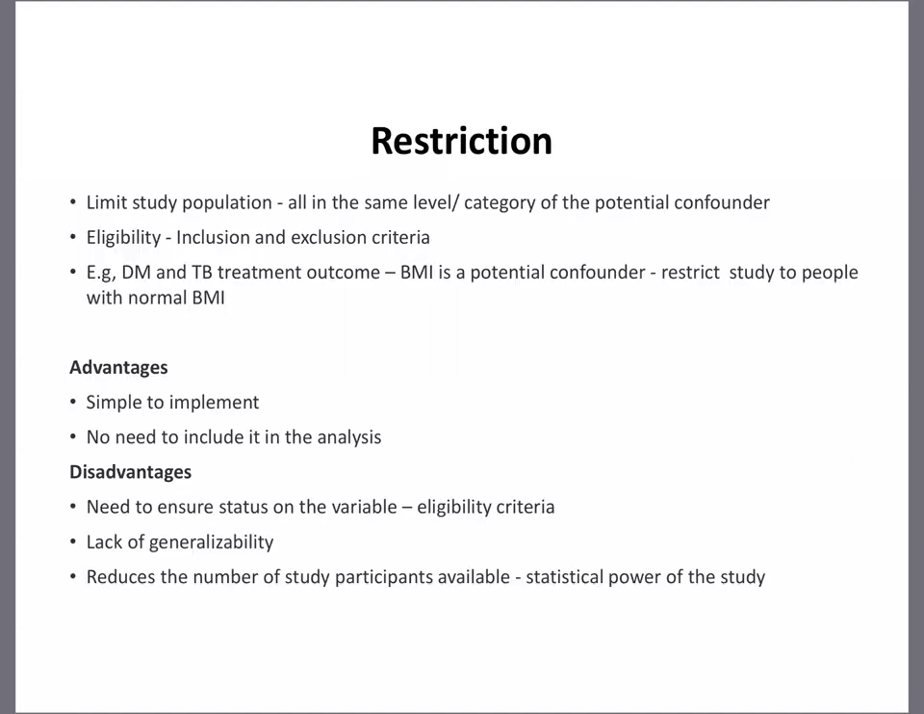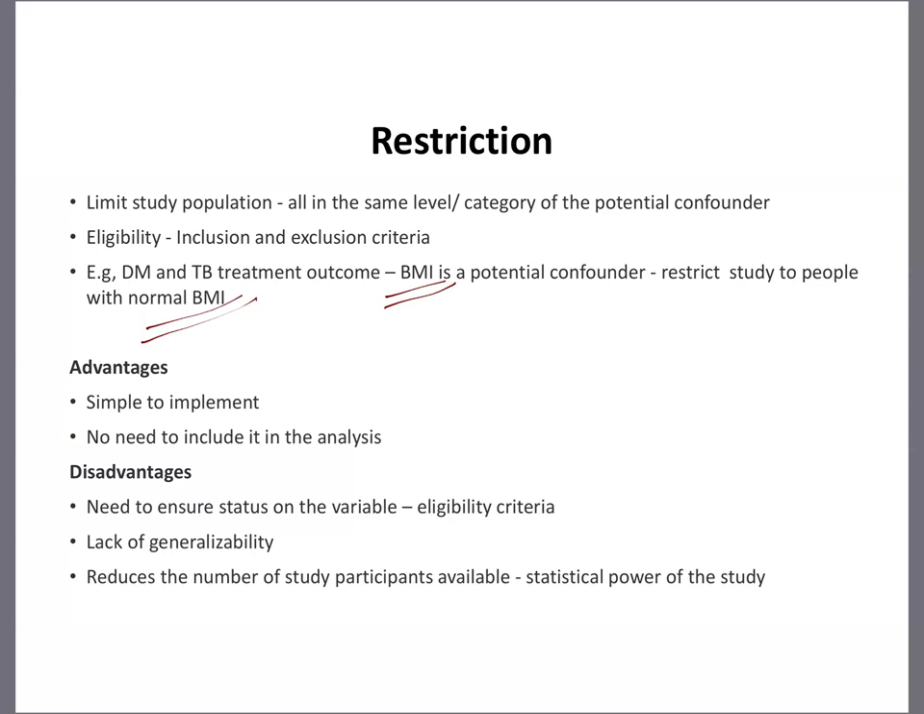So restriction means what? I limit my study population to one category or strata of the potential confounders. So in my inclusion exclusion criteria, I specify. For example, if I'm looking at diabetes and TB treatment outcome, and I feel that BMI is a potential confounder, I say that I will do the study only in patients who have normal BMI. That is restriction.